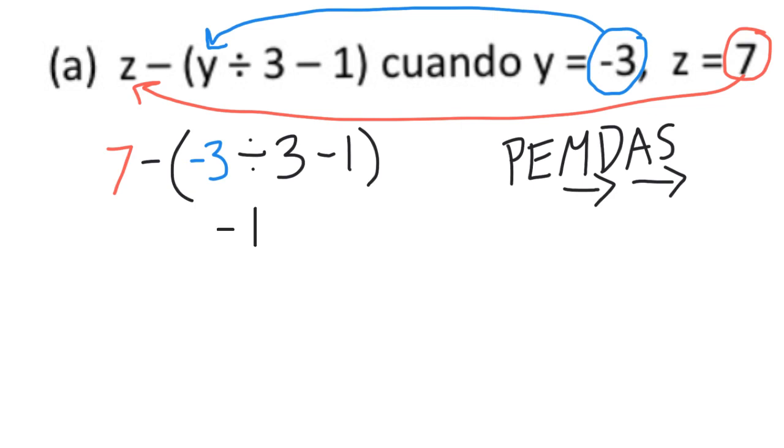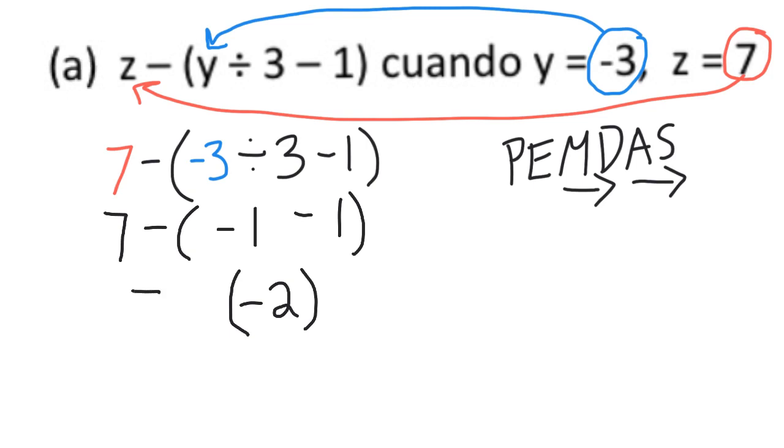Bring down the rest of the expression. Copy 7, copy minus, copy parentheses, copy the minus, copy the 1, copy the parentheses. We're still working within the parentheses first. -1 minus 1. -2. Bring down the 7, bring down the minus.